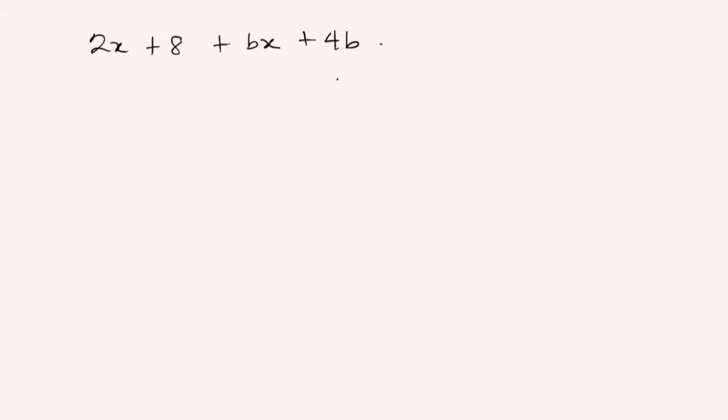And we can be requested to factorize this as well. Now, if you notice that each of these terms have things in common, like 2x and 8 have 2 in common, bx and 4b have b in common. In cases where you have 4 terms and like terms are not grouped, you need to rewrite the expression to group the like terms and then go ahead with the factorization. In this case, they are already grouped, so we can go ahead with our factorization.